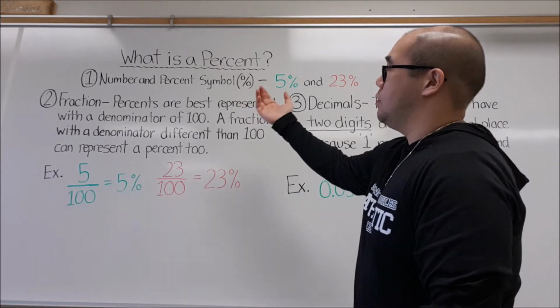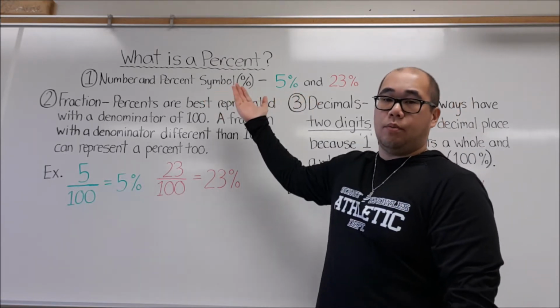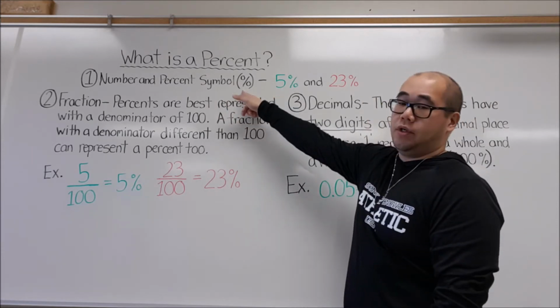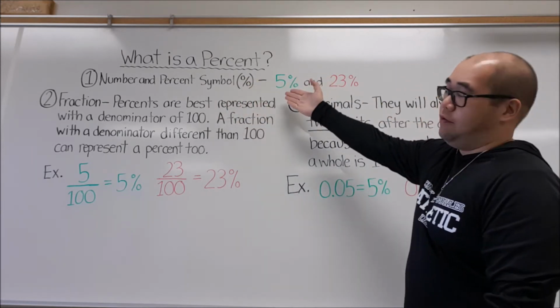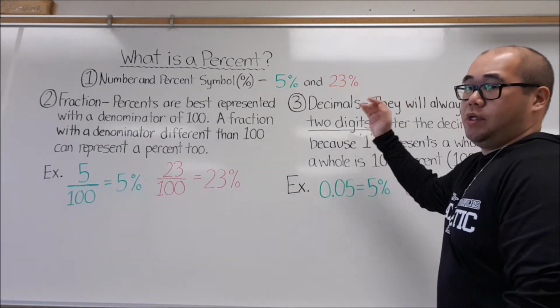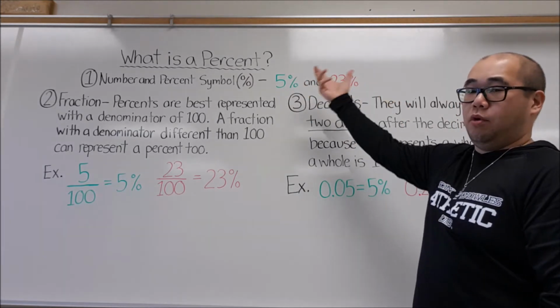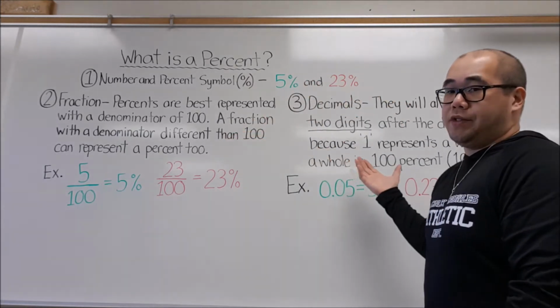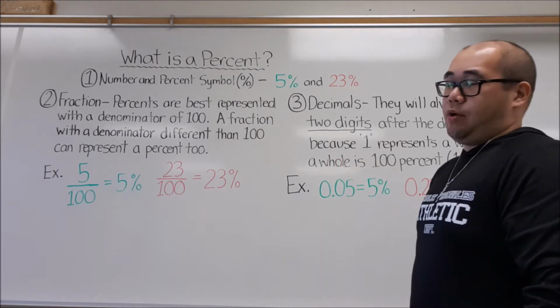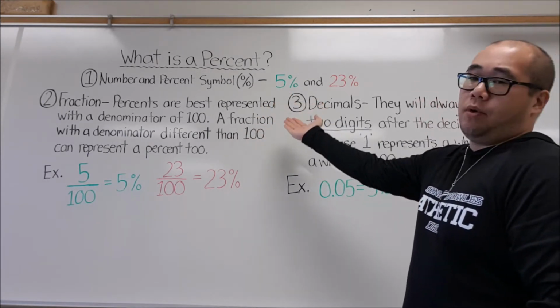The first one is very simple. It's just a number and a percent symbol. So that's how a percent symbol looks. Here's a couple of examples. 5% and 23%. I will use both these examples for the two other ways to represent a percent. Okay, so that's a very simple one, number and percent symbol.